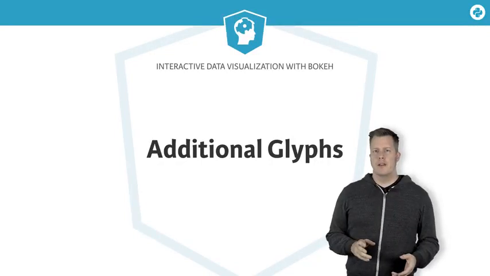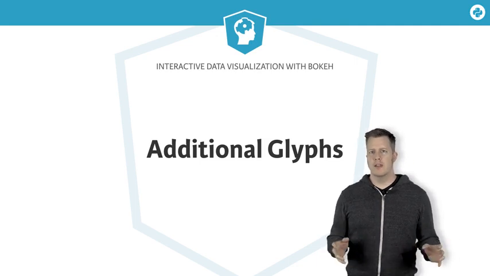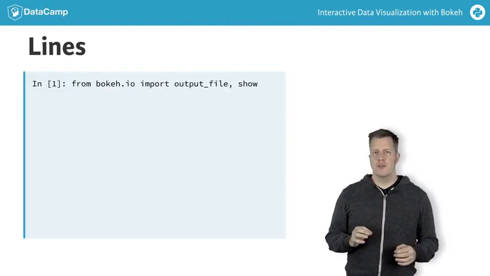In addition to marker-like glyphs such as circles or squares, Bokeh can draw many other kinds of visual shapes. Let's take a look at some of them. Lines are a graphical component that is important in many different situations.